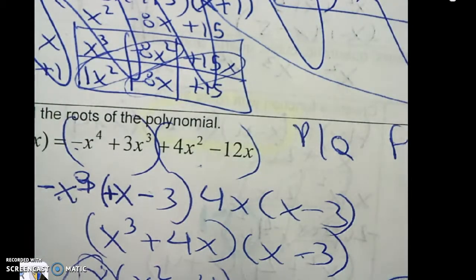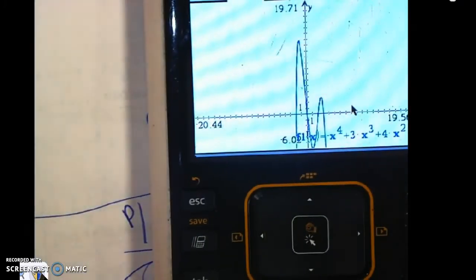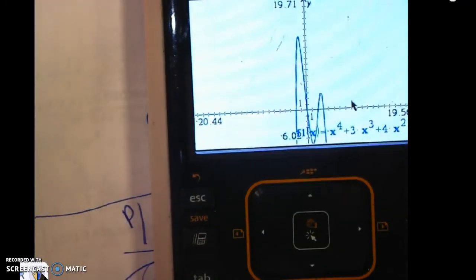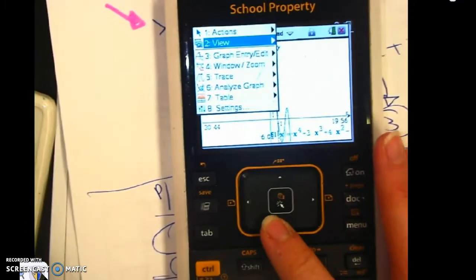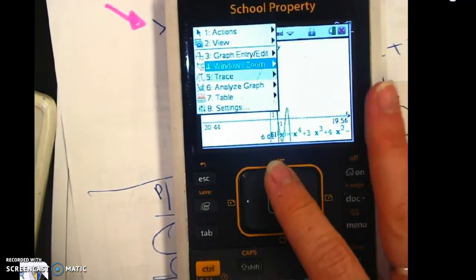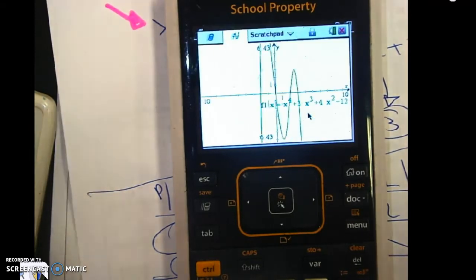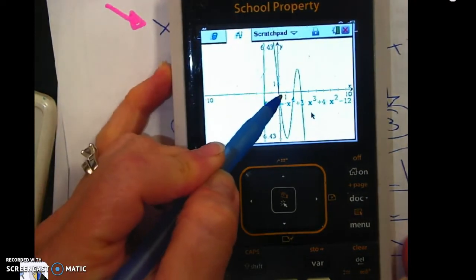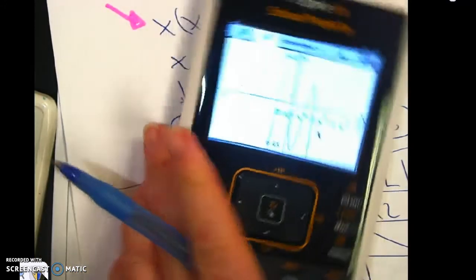So with that being said, I did this problem 3 different ways. Oh, and I want to show you too, see how it's kind of hard to see? Just to remind you, if you go to menu and you go Windows Zoom, oops, sorry, and you go standard, it puts it back to the normal size, and then it's easier to see 0, 2, 3, -2, which confirms it, okay?